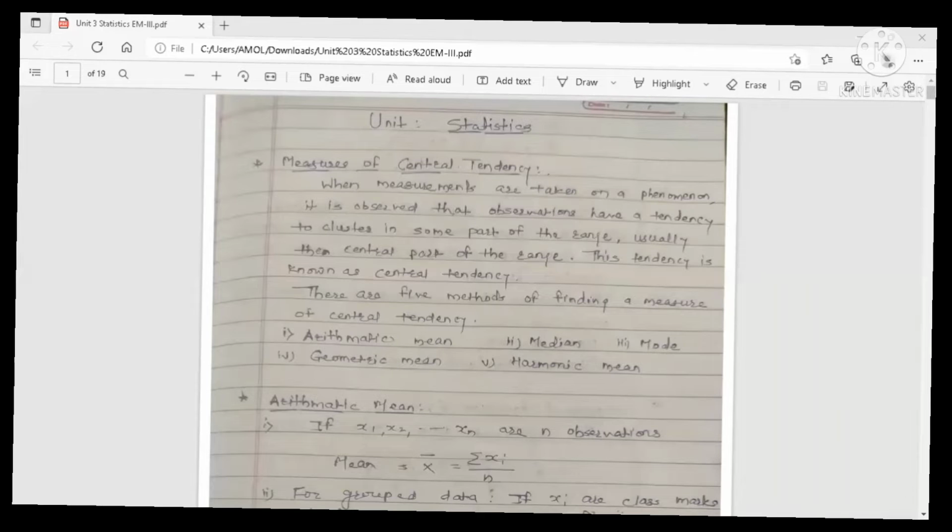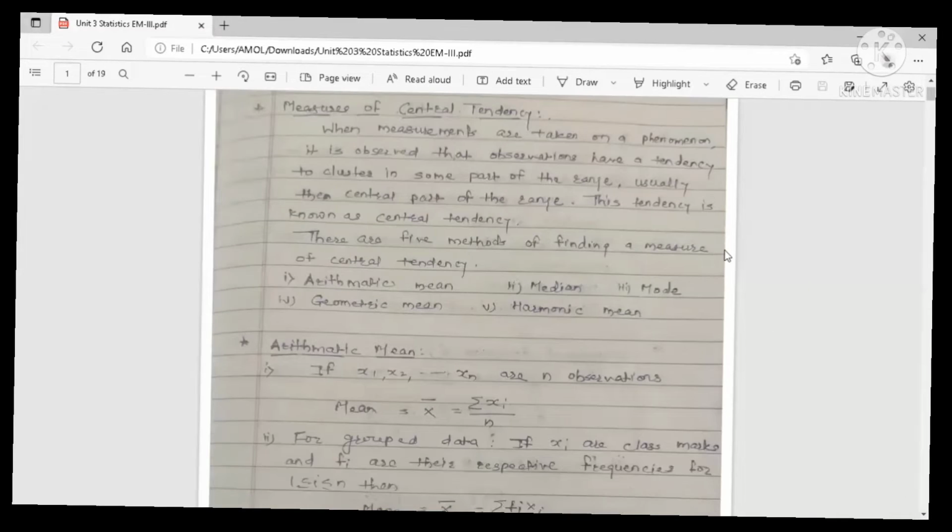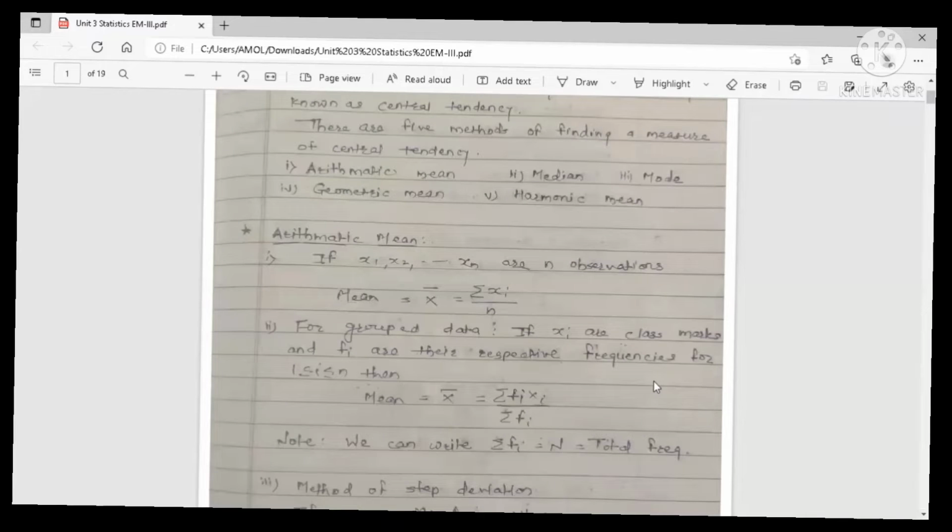Now, the first concept is arithmetic mean. We are going to discuss only arithmetic mean here.